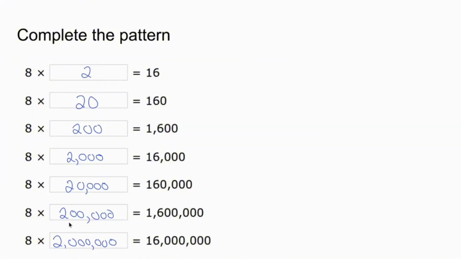Makes sense. 8 times 200,000 is 1,600,000. Now, of course, we wouldn't say it that way, but you get the idea, and that's how we complete the pattern.